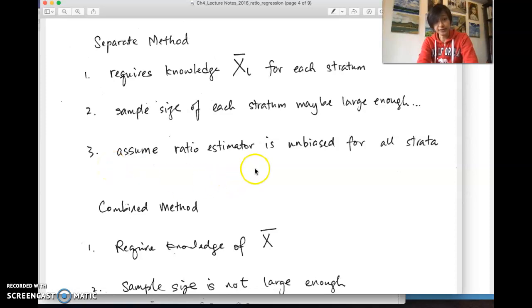Thirdly, assume the ratio estimator is unbiased for each of the strata. This is a very strong assumption. Remember, we discussed ratio estimation. We need to make sure that X and Y are linearly correlated, and that they also pass through the origin, so that we can use ratio estimation. So we need to make sure the ratio estimator is unbiased within each stratum, so we can use the separate method.